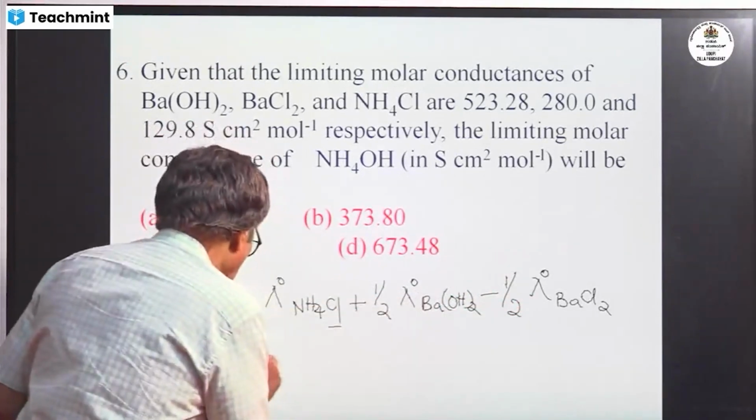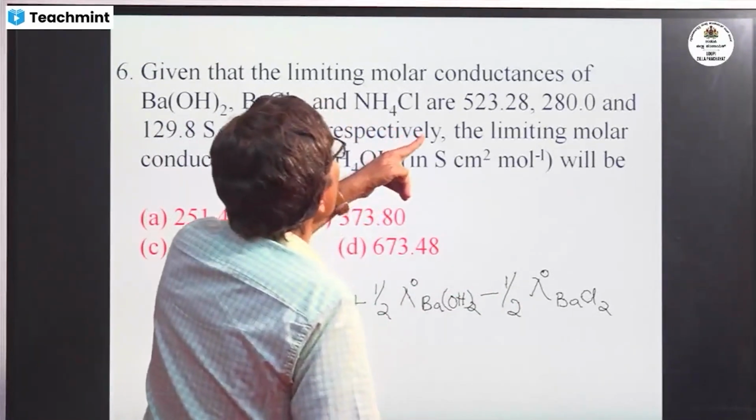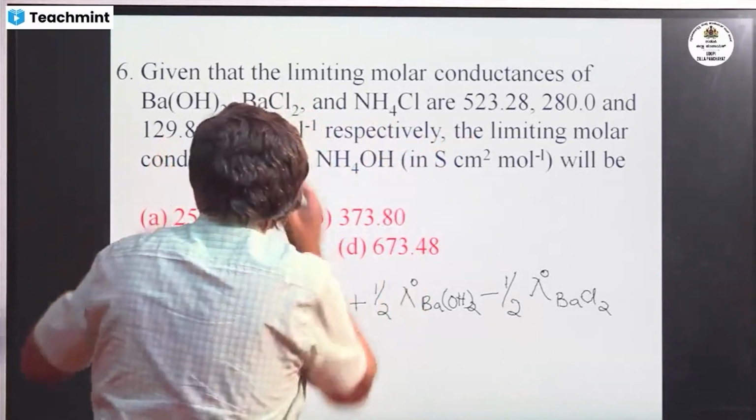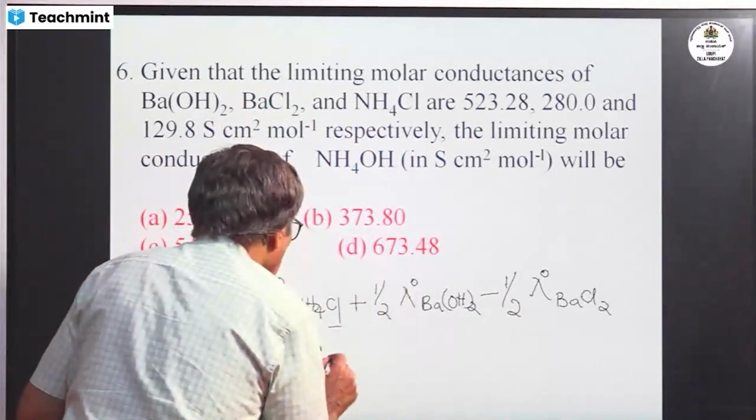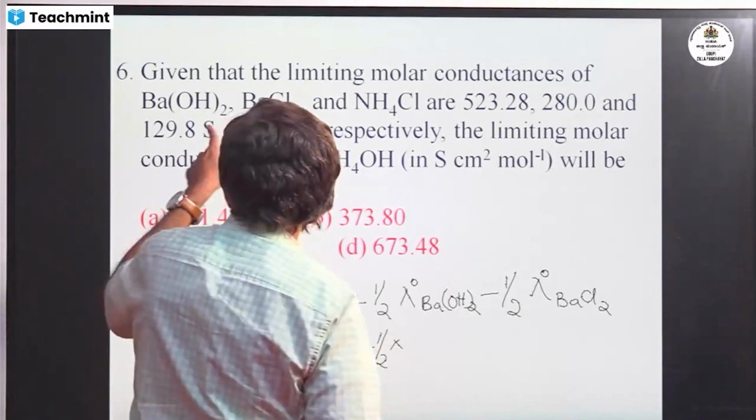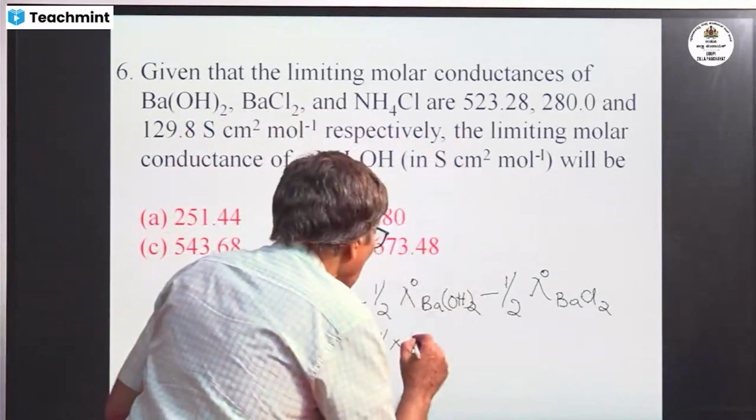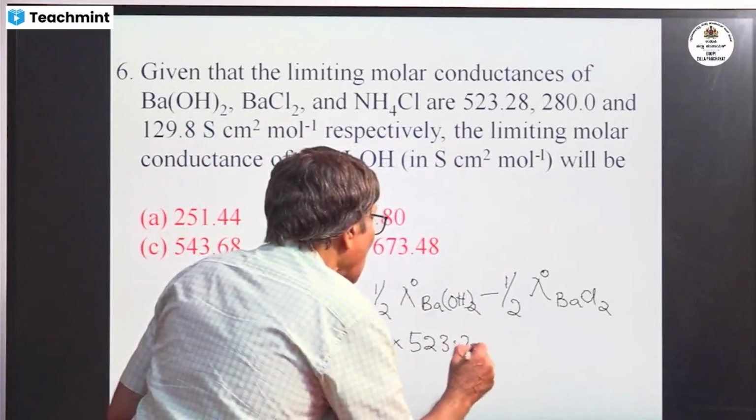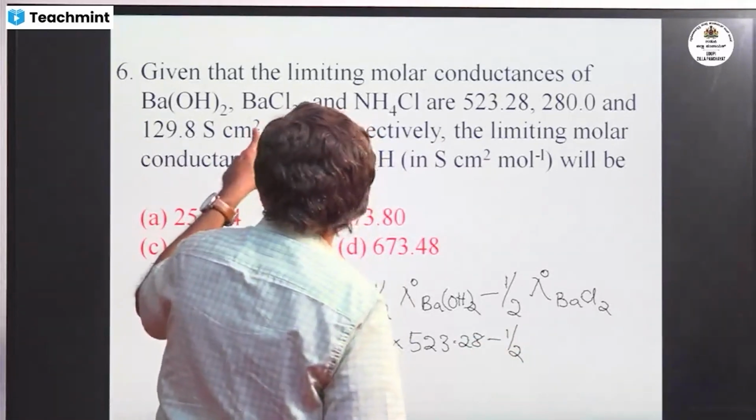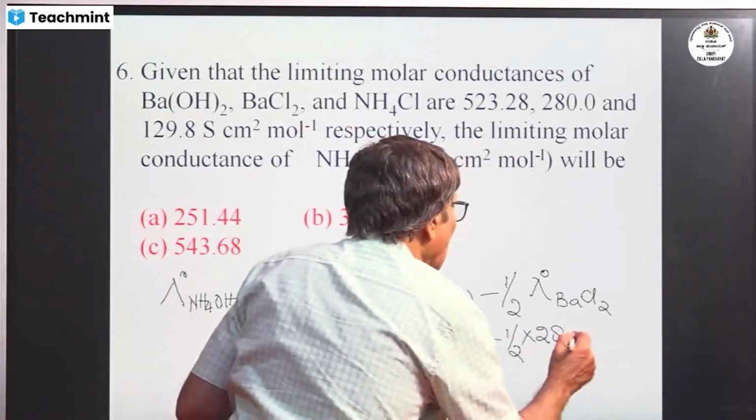Now substitute. Ammonium chloride is how much? 129.8. So 129.8 plus half of barium hydroxide, which is 523.28, minus half of barium chloride, which is half of 280. This you have to do.